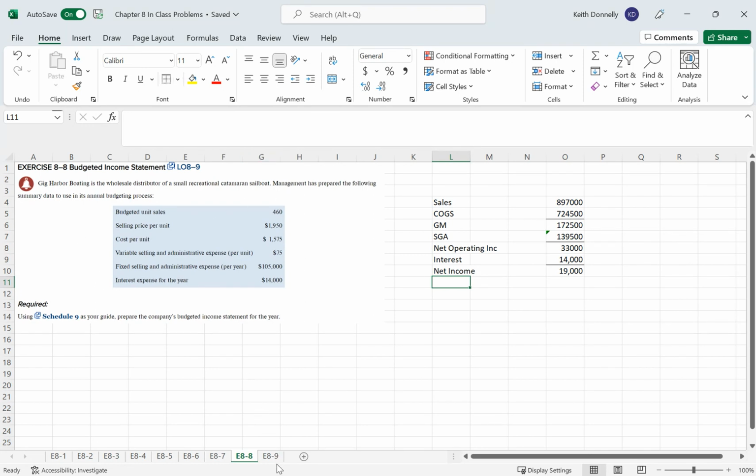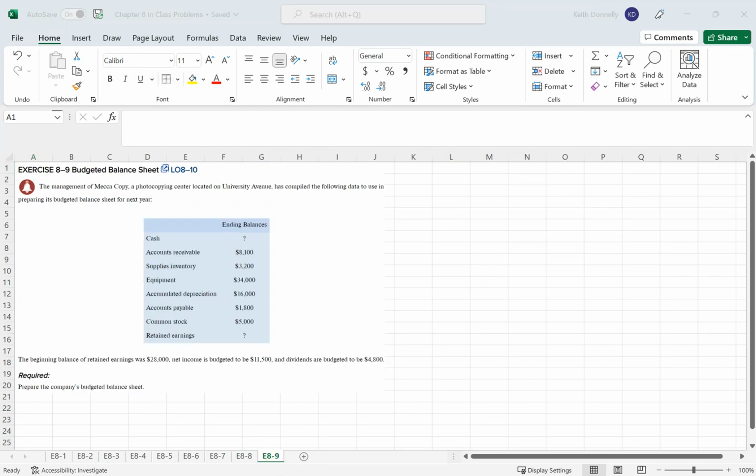Let's look here at exercise 8.9. They're giving us some information. It says the management of a company located on an avenue has completed the following data to use in preparing its budgeted balance sheet for next year. Looks like we're doing a balance sheet here. The beginning balance of retained earnings was 28. Net income is budgeted to be 11.5, and dividends are budgeted to be 4,800. They want you to prepare the company's budgeted balance sheet.